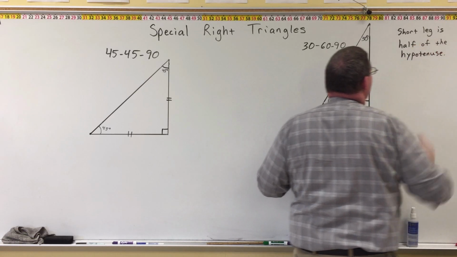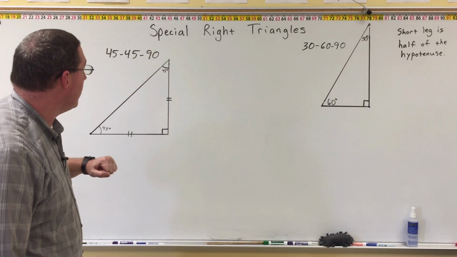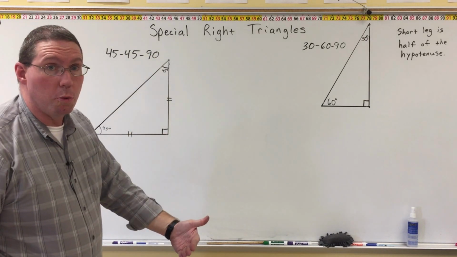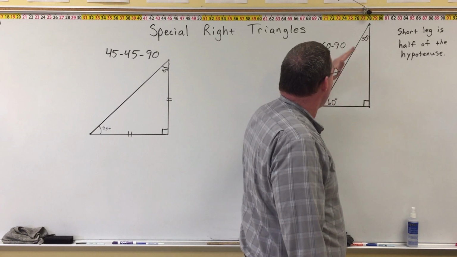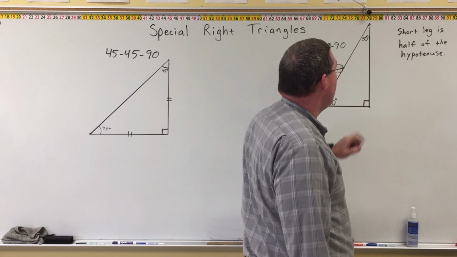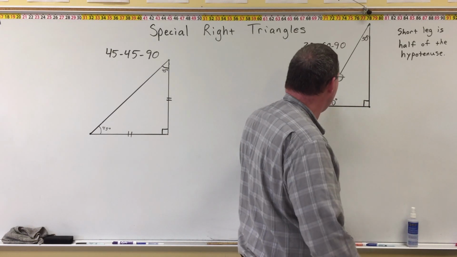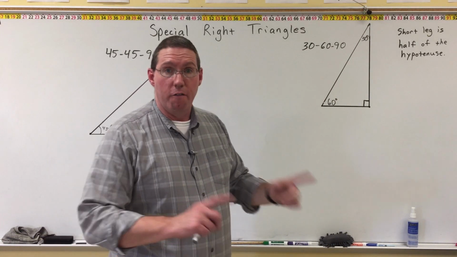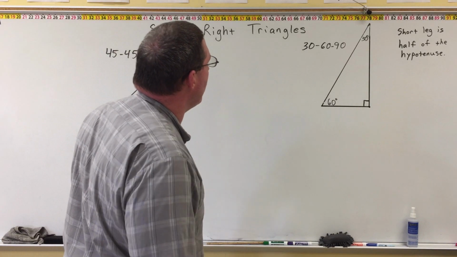That is always true. So what's special about the 45, 45, 90 right triangle is that the two legs are equal to each other. What's special about the 30, 60, 90 right triangle is that the short leg is always exactly half of the hypotenuse, and that's important. So you need to remember that for what we're going to do in just a couple minutes.